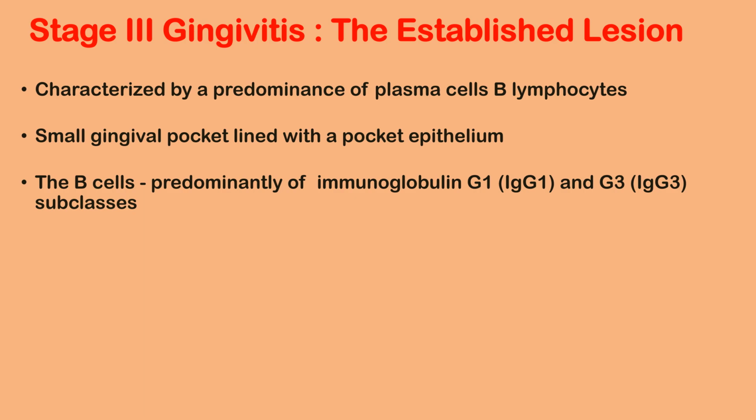Talking about stage 3 gingivitis, that is the established lesion. It is characterized by a predominance of plasma cells, that is B lymphocytes. We can see the presence of a small gingival pocket lined with pocket epithelium, and there is a predominance of immunoglobulin G1 and G3 subclasses of B cells.